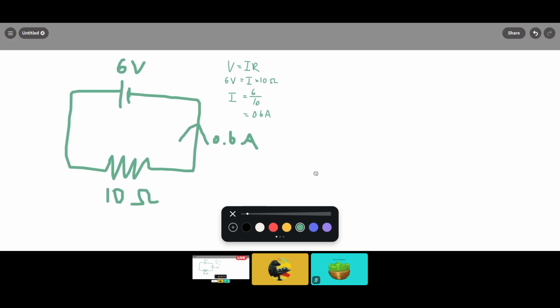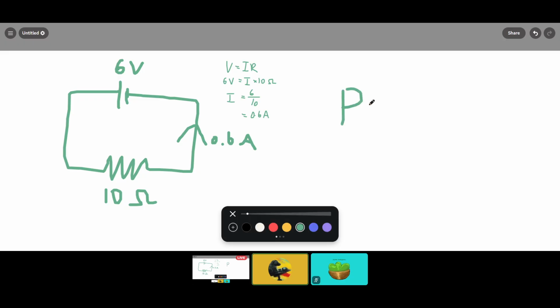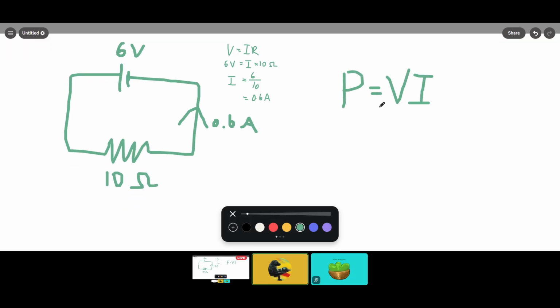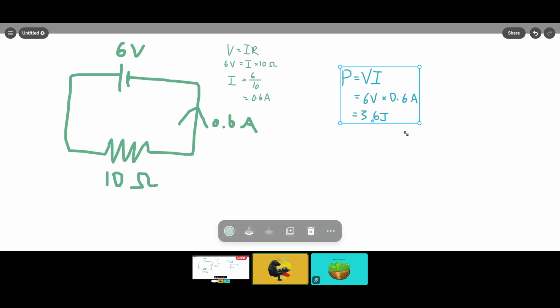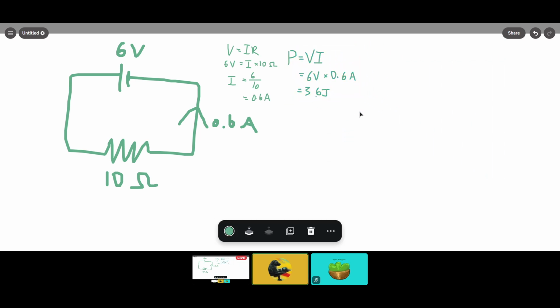Again, we know the equation P equals VI. So we can just sub in V and I, which is 6 volts times 0.6 amps. We just calculate this, and we find that we end up with 3.6 joules. That's the amount of power that's being dissipated in this circuit. Alright, last question.